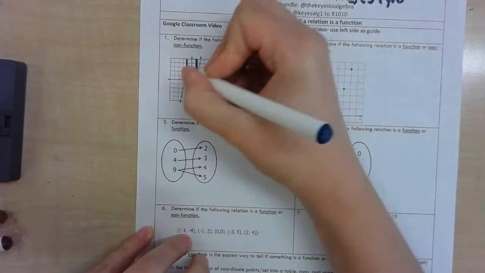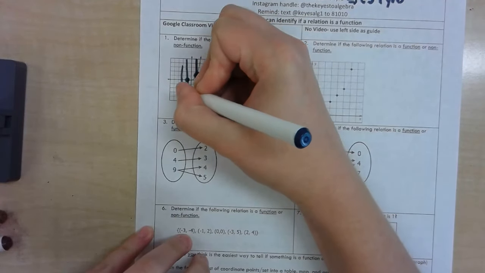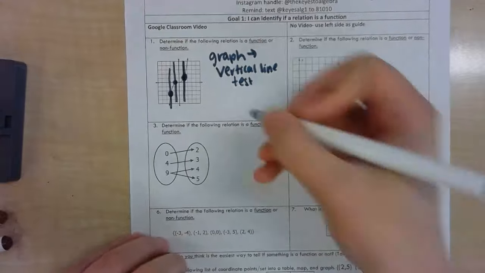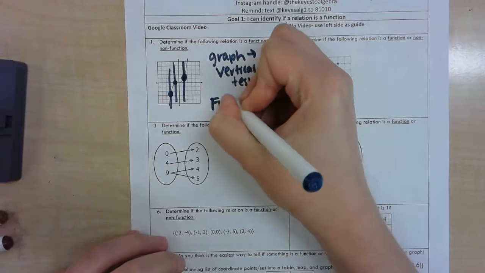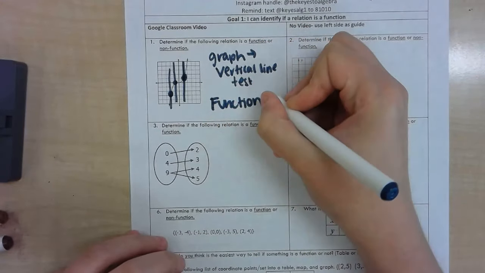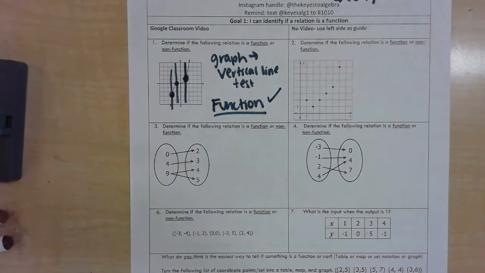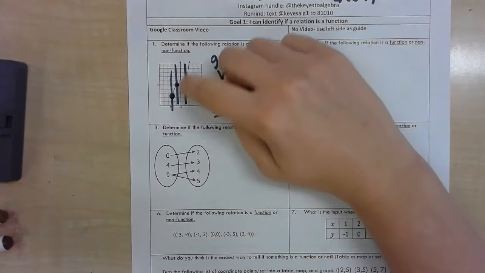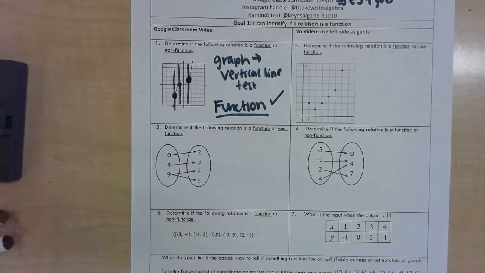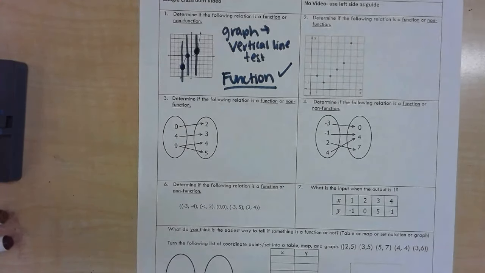I see it crosses one time there, one time there. If I draw this one, it crosses one time there. So this is a function, because I don't see any places where my graph touches those vertical, straight up and down lines more than one time. So that was nice.